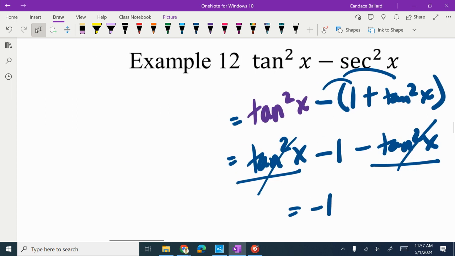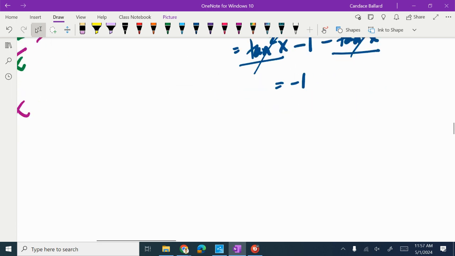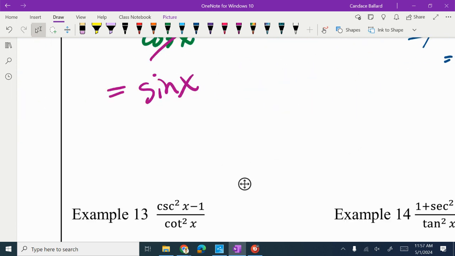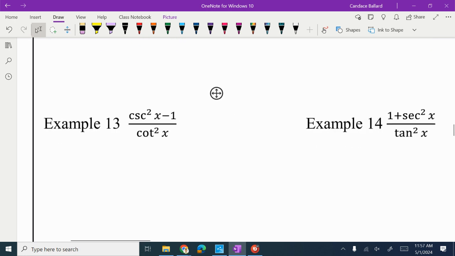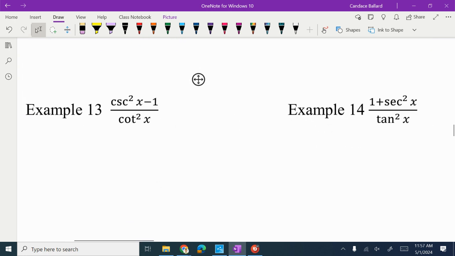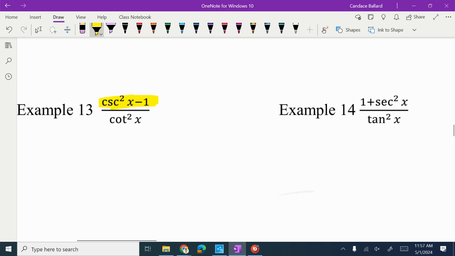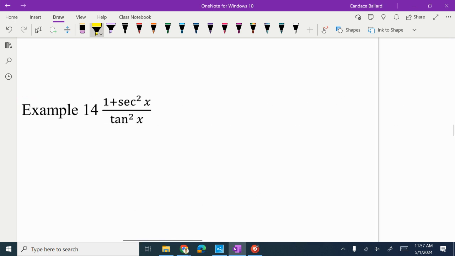Okay, let's take a look at example 13. The first thing I want to do is go look at my sign and see if I can find something that is exactly the same as this. Let's see if that's on the sign. You can either look up at the one up top here, or I'm going to put it up here. So I'm looking for cosecant squared minus 1.